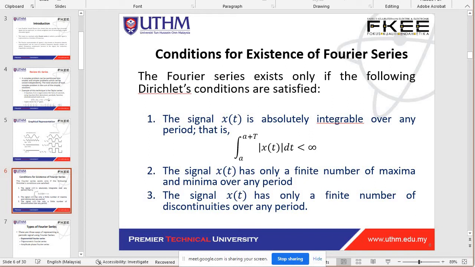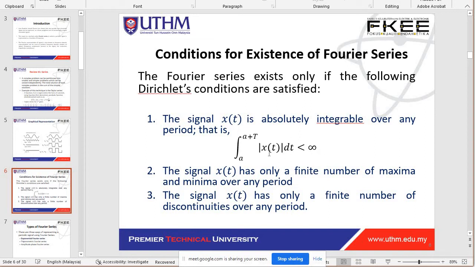Okay, the condition for existence of the Fourier series. How does it exist? The Fourier series exists only if the following Dirichlet conditions are satisfied. First, the signal x(t) is absolutely integrable over any period. This means the integral from a to a plus T of the modulus of x(t) dt is less than infinity.